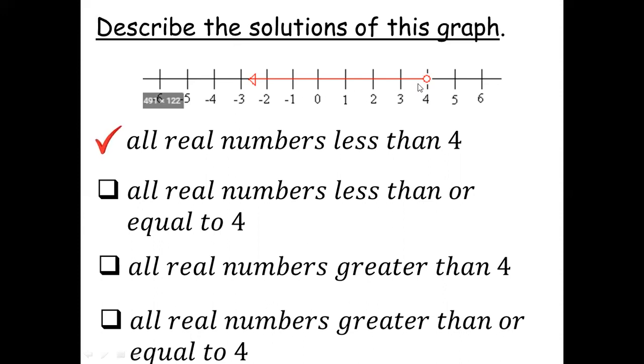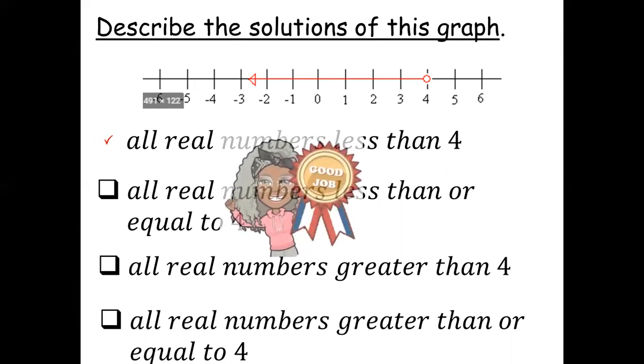How do we know it's less or greater? The arrow is pointing to the lesser numbers. You can see 3, 2, 1, 0. It's all showing the lesser numbers than 4. So it becomes all real numbers less than 4. So if you've got the answer right, that was a good job. So let's move on to the next question.